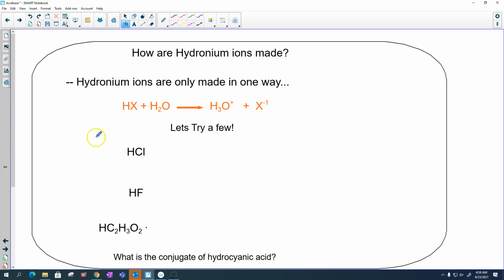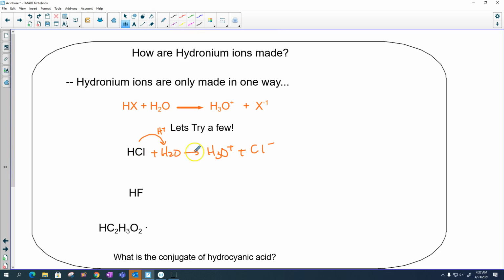So let's try a couple on our own. Now we've seen one example, and I even have one that we just did. But pause the video and try a couple on your own. Alright, so here we go. This is going to be plus water, yields H3O plus Cl minus, just transferring an H plus over here.